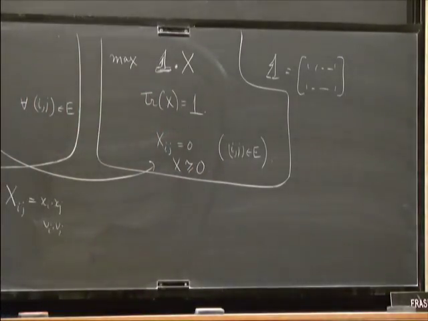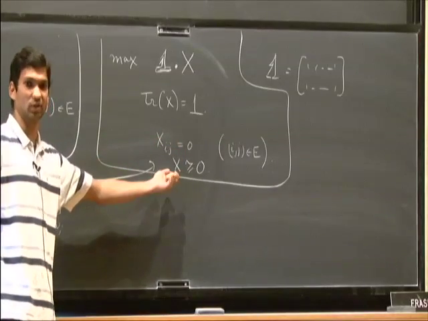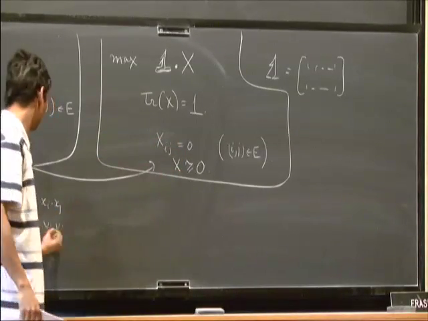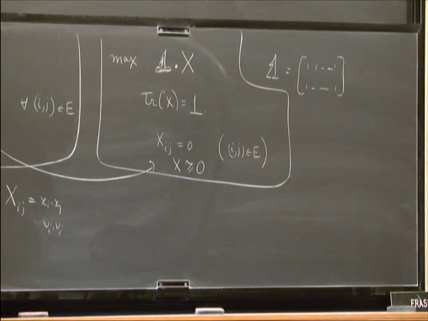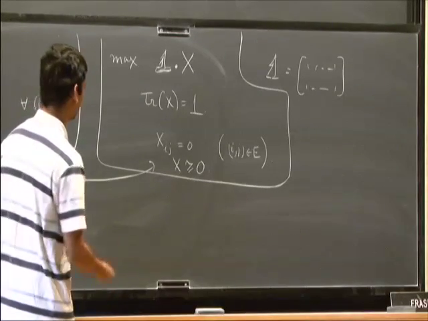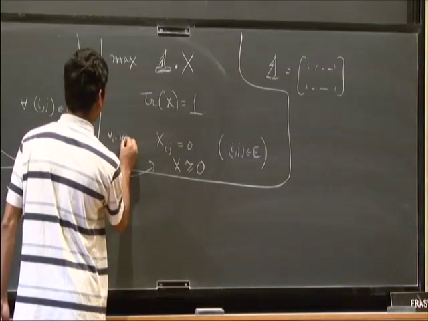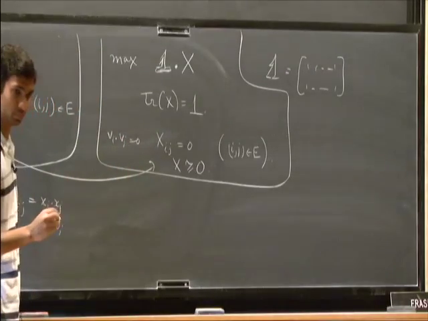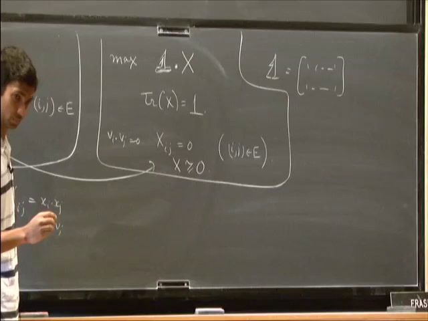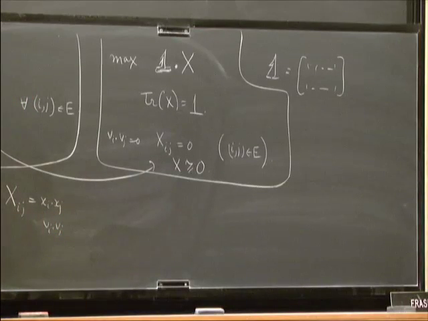That just says that there exist vectors Vi and Vj such that I can construct this matrix X, where Xij is the dot product of Vi and Vj. In terms of dot products, what do the different constraints give you? Xij equals 0 means Vi dot Vj is 0. The trace is just the sum of all the entries in X.